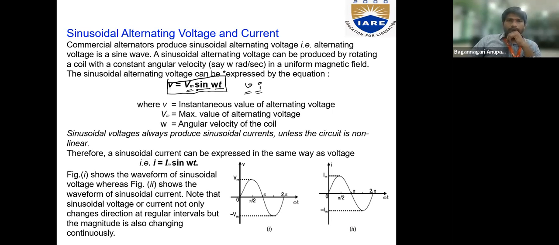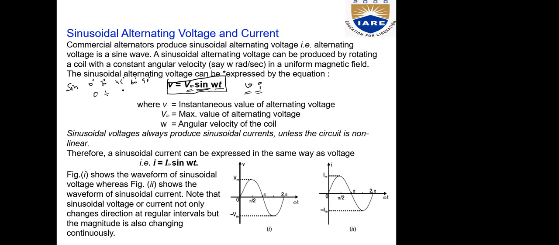Since this waveform is sinusoidal in nature, you have studied the sine characteristics, and you know what happens with the variation in sine angle: 30, 45, 60 and 90 degrees. What are the values you have here? Sine 0? 0. Sine 30?